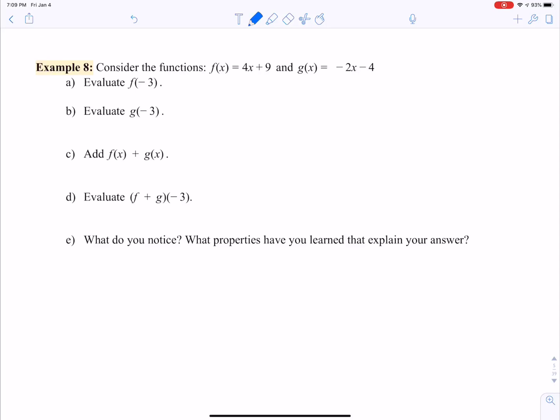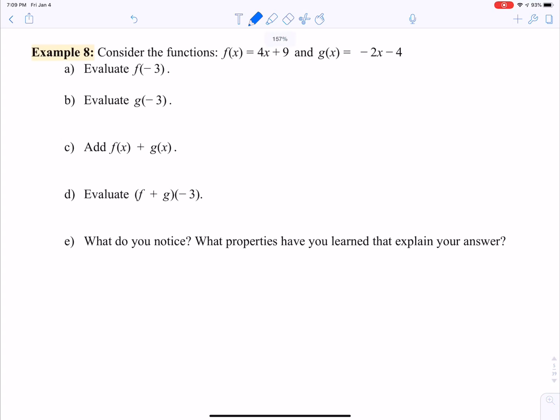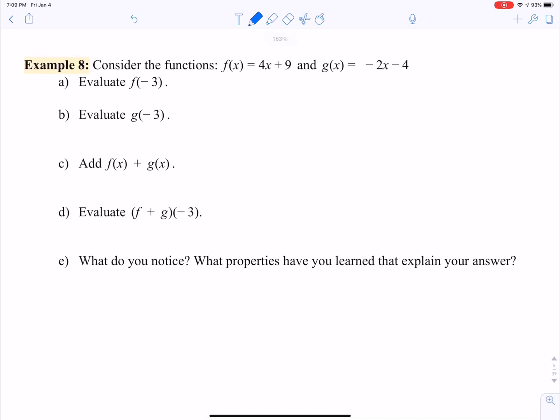Consider the functions f of x equals 4x plus 9 and g of x equals negative 2x minus 4. Evaluate f of negative 3. So what we need to do first for part A is go to f of x and plug in negative 3. So that will be 4 times negative 3 plus 9, which is negative 12 plus 9, which would just simplify to be negative 3.